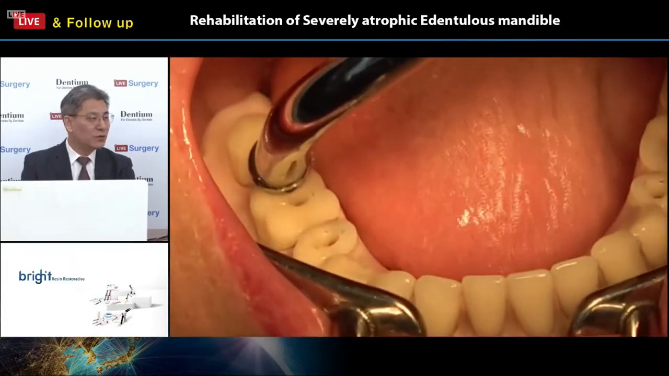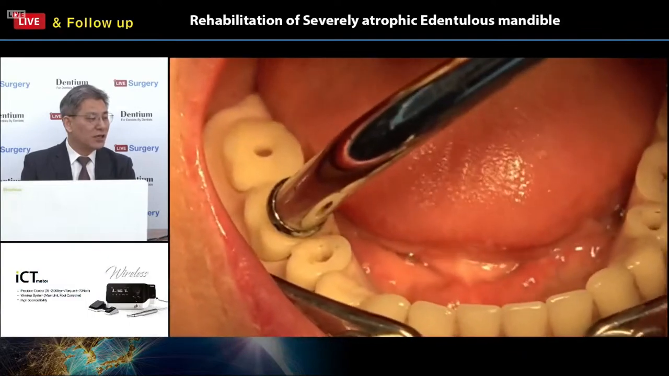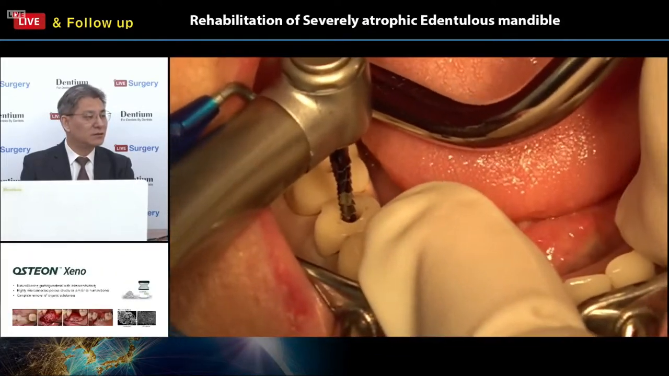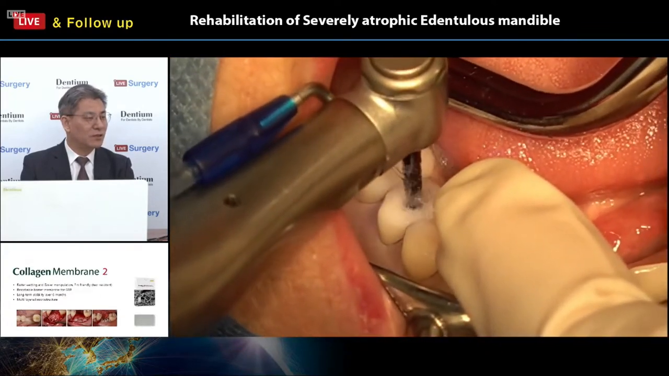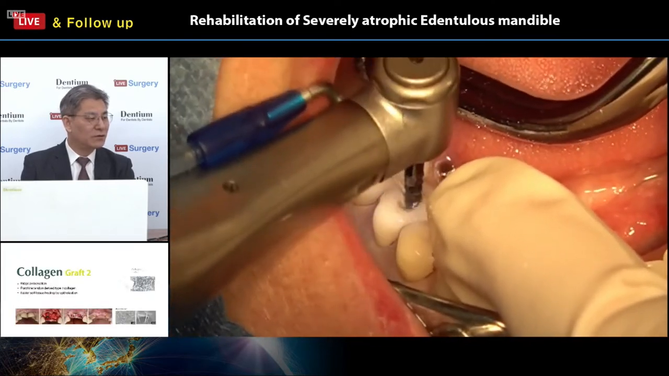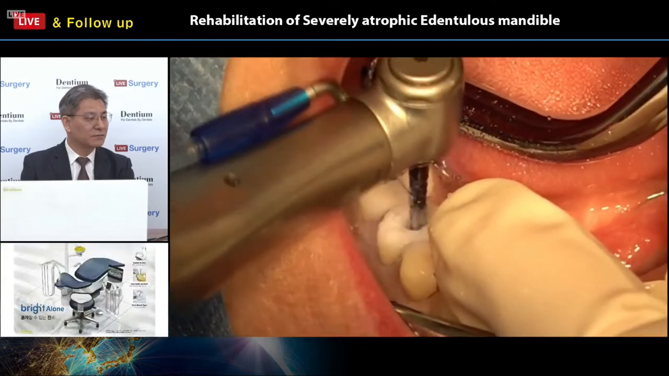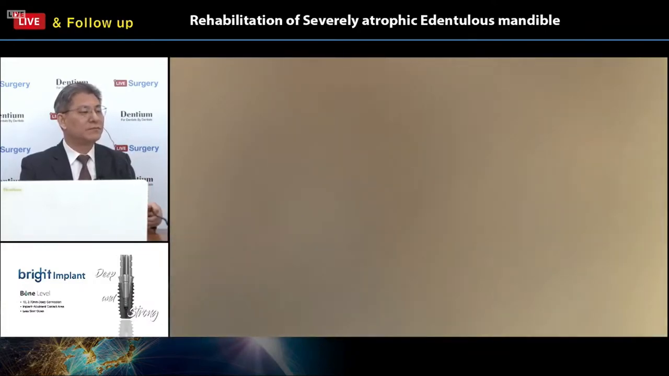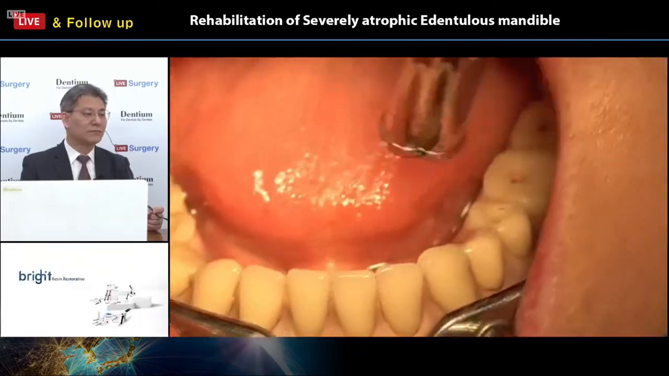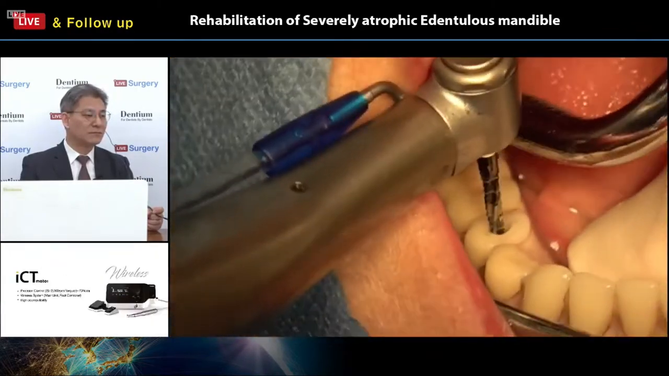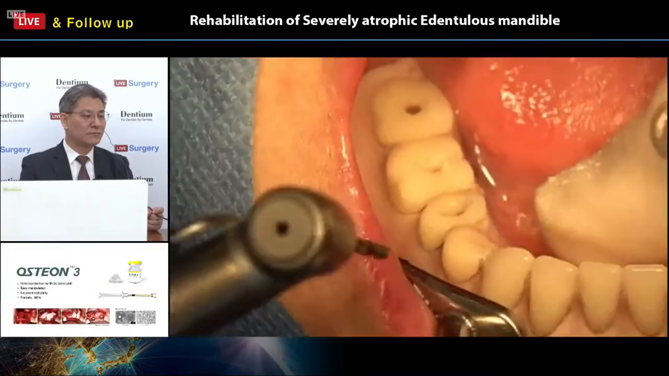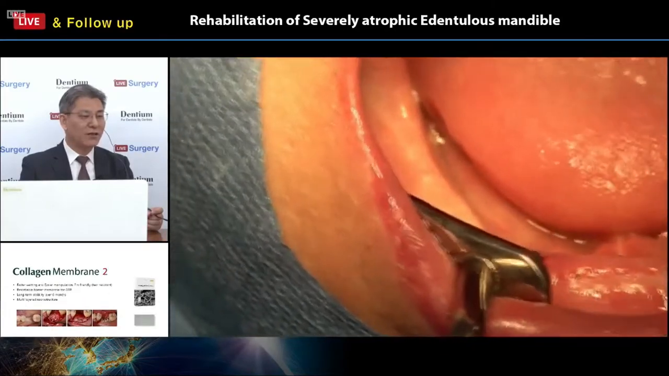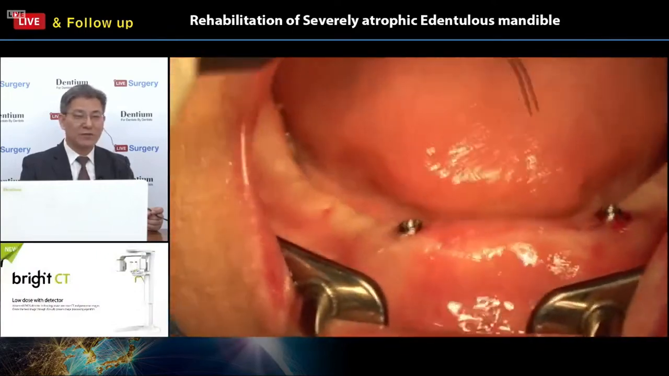Let's move to the surgery room. Now, Dr. Chung is checking the proper position using the old denture. Checking the position on number 44 side. Now this area is the 45 area. The 43 and 33 implants were installed before, 2 days ago.